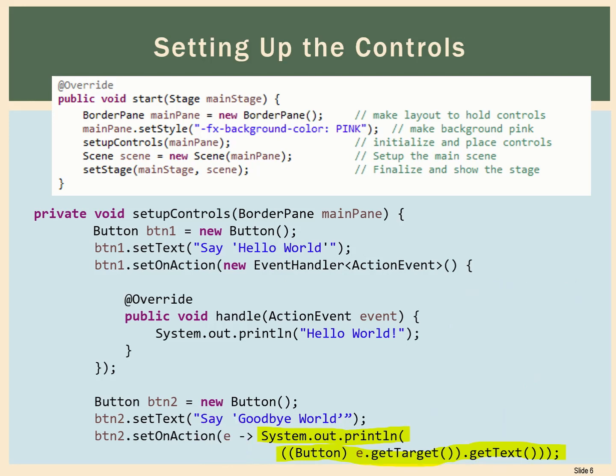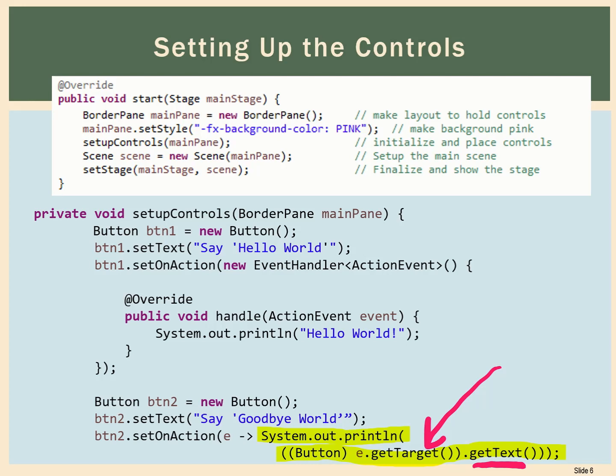There's something else interesting going on here. When I get the target, when I get the source, when I get the control that produced the event, I am not getting a button. I am getting a control. So I'm basically getting the superclass, which is good, except that the subclasses might have more information. For example, not every control has text. Therefore, not every control has a getText method.